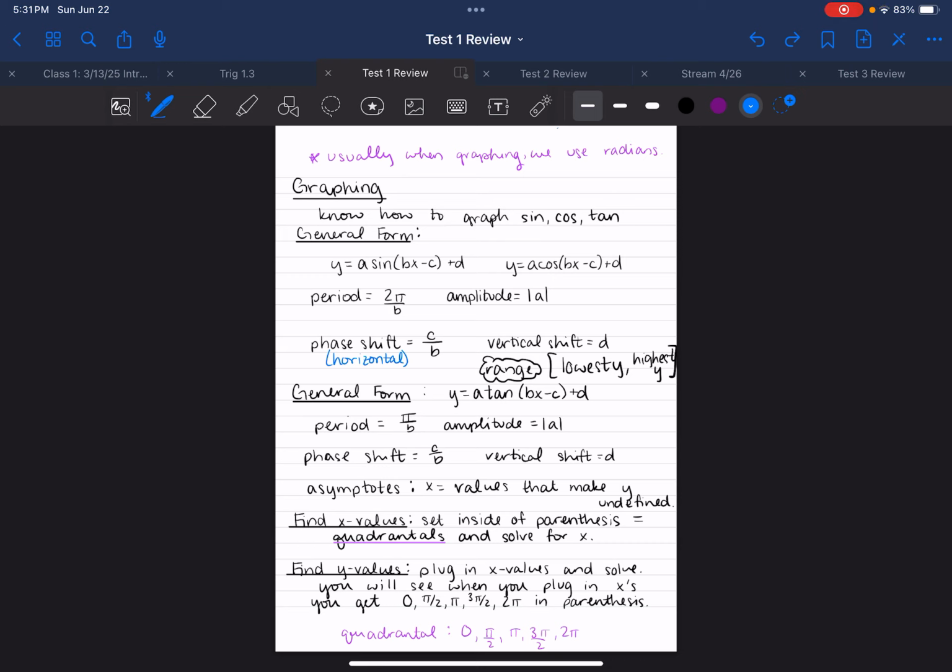Now, when you're more familiar with finding y values, there are steps that you can skip. You can skip actually plugging in the x's. I think that would be better if I show you an example rather than just talking about it.